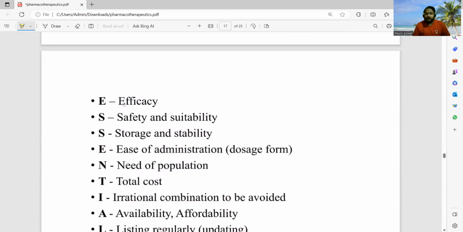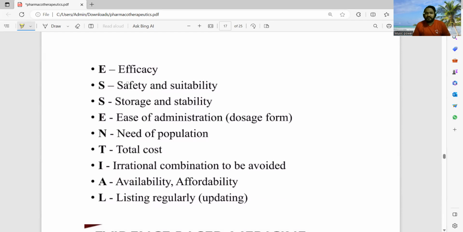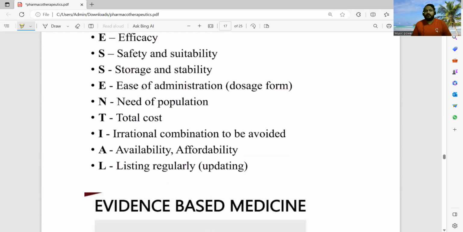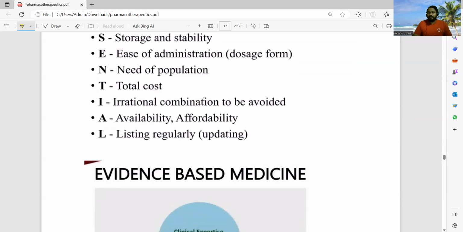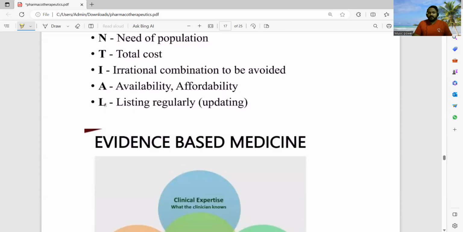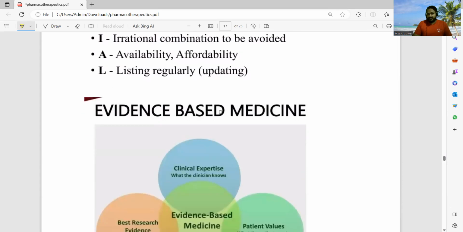So here you can see the full form of ESSENTIAL. E stands for efficacy, S stands for safety and suitability, and S stands for storage and stability. E stands for ease of administration of dosage form, and N stands for need of population, T stands for total cost, I stands for irrational combination to be avoided, A stands for availability and affordability, and at last the L stands for listing regularly, or updation of the list.